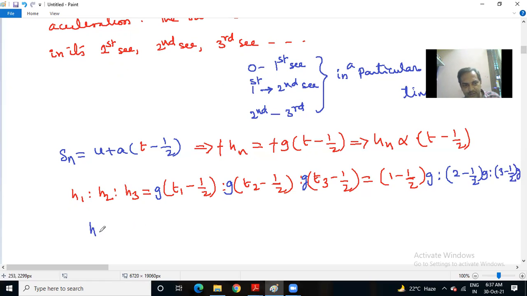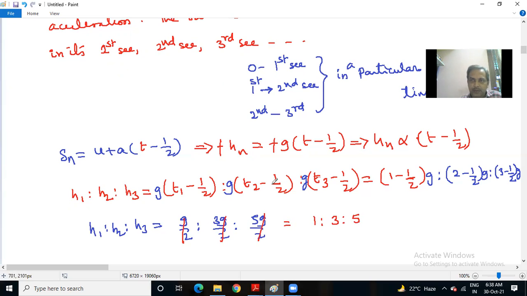The final answer is H1 is 2, H2 is 2, H3 is equal to 2 minus 1. So it will be G by 2 you will get. Then 4 minus 1, 3G by 2 you will get. 6 minus 1, 5G by 2. So there is again cancellation of G by 2. So you'll get the answer as 1 is to 3 is to 5.